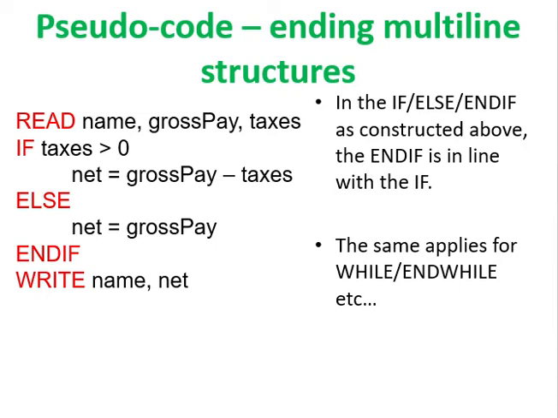Second is the pseudocode multi-line structure, where we have to read the if else statement and then write. Similarly, on the other side, if the if, else, and if are constructed above, then the end if is in line with the if. The same applies for the while and end while loop, similar to the way we use them while writing the pseudocode.